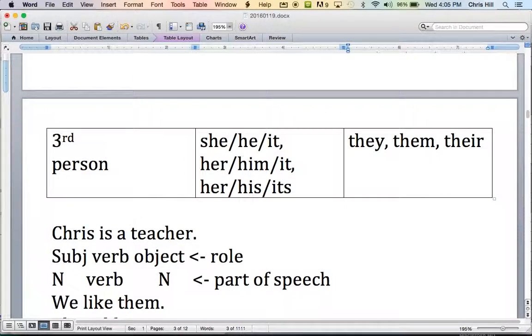For the third person, we use for female, she, her, her. For males, he, him, and his. And for things, it, and its. So we could say she likes him, he likes her, she likes her phone, he likes his phone, and it likes it, which is a little strange, but it's possible. Maybe a dog, maybe a cat, something like that. For plurals, we use they, them, and their, for men or women or things. So they like them, they like their phones.